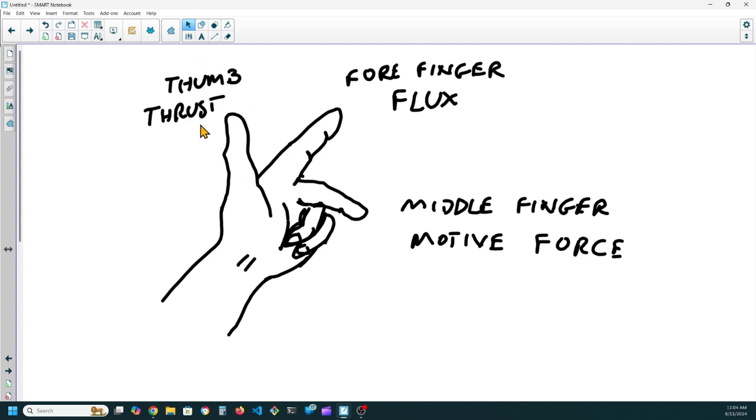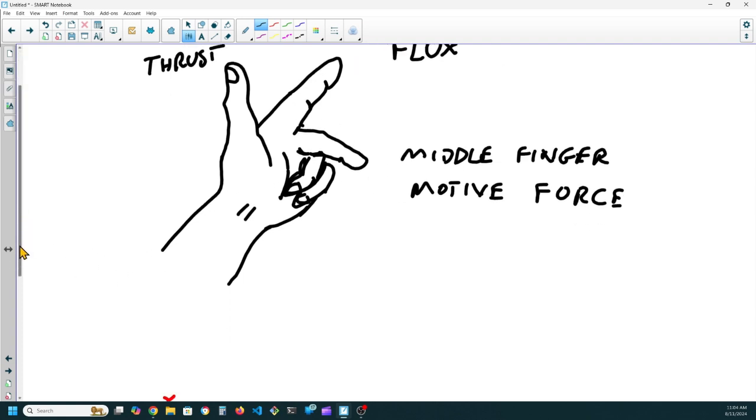But here's the left-hand rule for generators. The thumb is the thrust. That's the direction that the wire is going in. The forefinger is the flux. That's the magnetic flux. And the middle finger is the motive force. That's the current flow. So this is the direction of motion of the conductor. This is the magnetic flux, the forefinger, and this is the current flow.